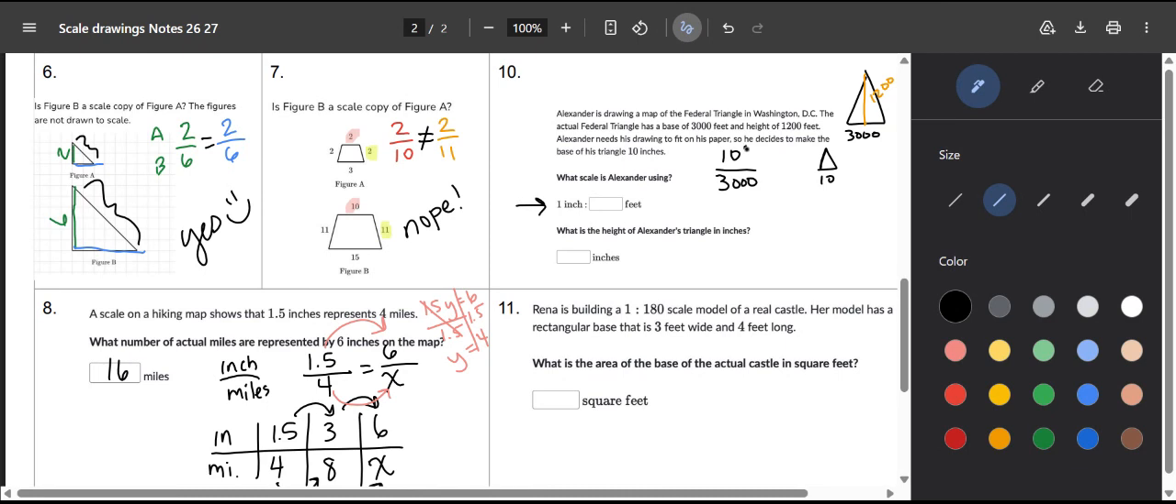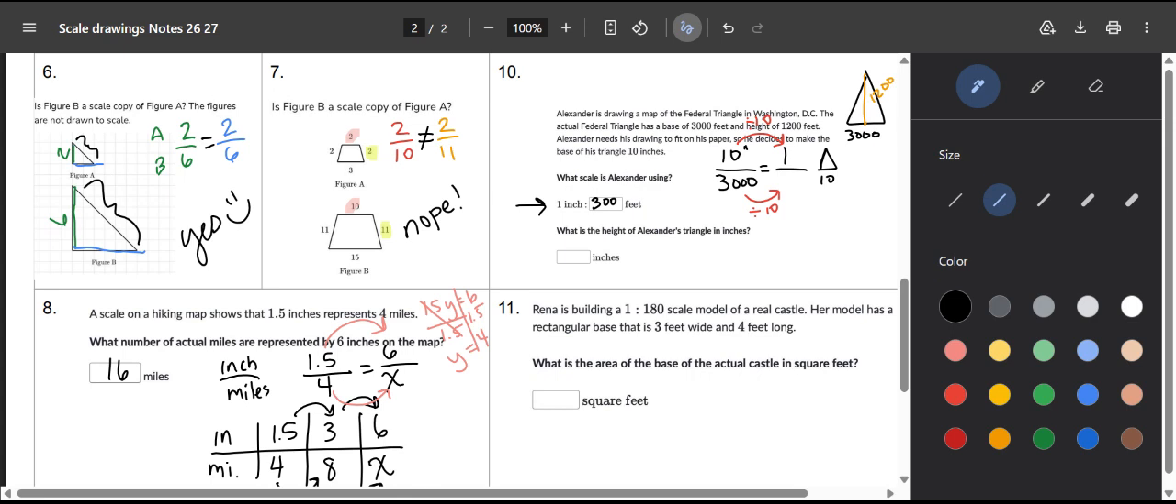Now, my fill in the blank here starts off with 1 inch. I have 10 inches here, so I got to figure out what would the equivalent be for 1 inch. Well, how do I get from 10 to 1? Divide by 10. To make this an equivalent fraction, I have to also divide by 10. That means that my scale must be 1 inch corresponds to 300 feet. So every 1 inch on his drawing really represents 300 feet in the real world.